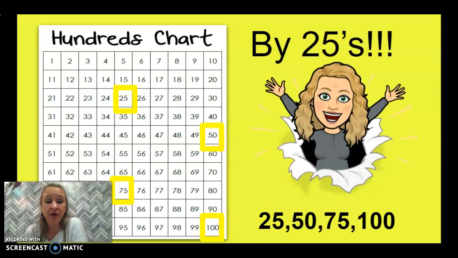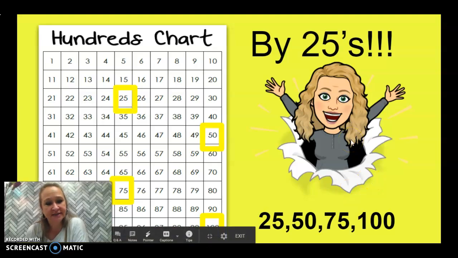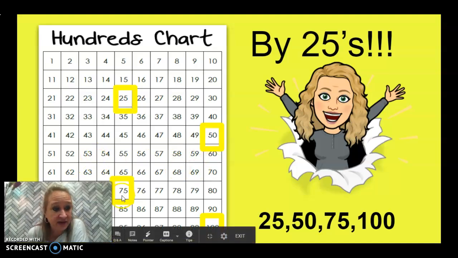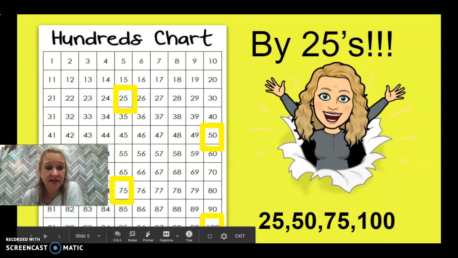Now, here is how we count quarters. By 25s. Let's find 25 on the 100 chart. There it is. Now, if we counted on 25 more squares, we would land on 50. If we counted on 25 more squares from 50, we would land on 75. And then if we counted on 25 more squares from 75, we would land on 100. So when you count by 25s, you only have to remember 4 numbers.